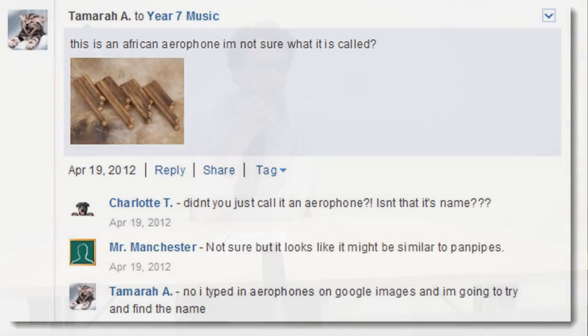So the girls posted this picture. It was a kind of African or North African panpipe that they'd found from a specific district. It had a name that they hadn't managed to find. And I said, what's an aerophone? And another girl searched that picture on Google and came up with the correct name for the instrument.